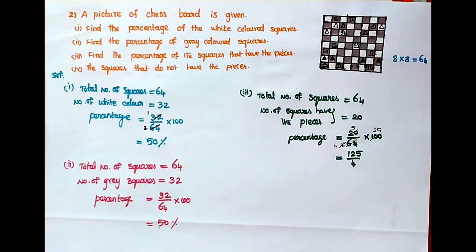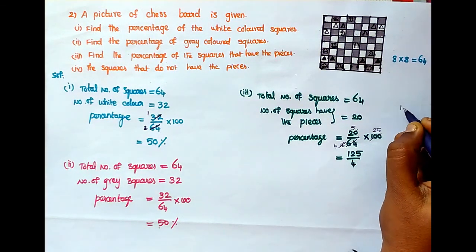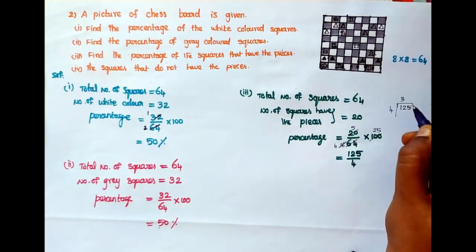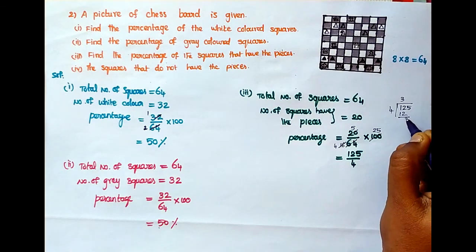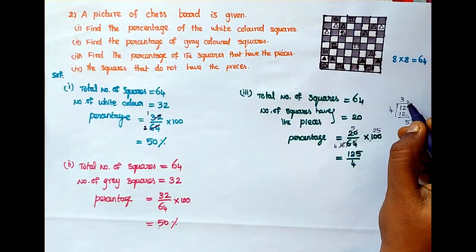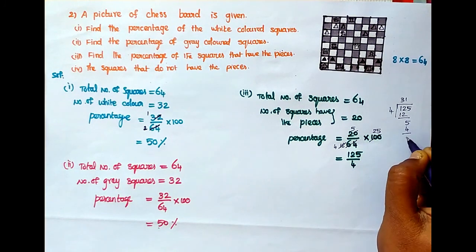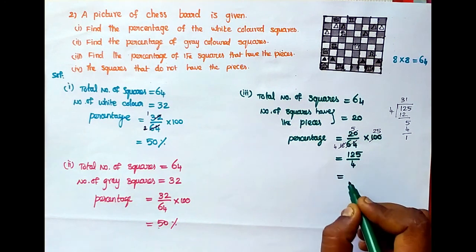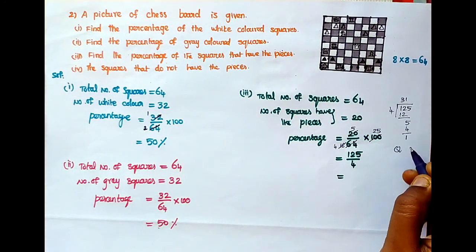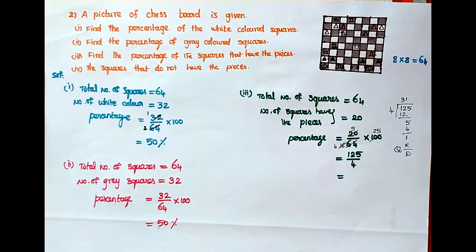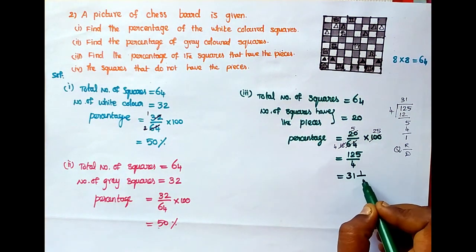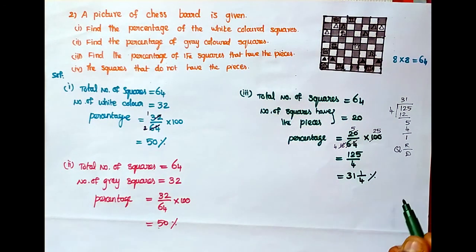divided by 4. So 125 divided by 4. 3 fours are 12. Bring down the 5. So remainder 1. So what is the quotient? Quotient 31, remainder 1, divisor 4. So 31 1 by 4 percentage. That is the answer.